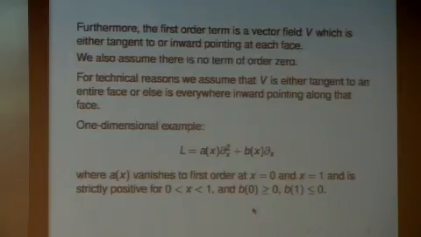So if I were to just write down the second order operator with these properties in one dimension on the interval from 0 to 1, then what I'm demanding is that this coefficient a(x) vanishes simply, so to order 1, at x equals 0 and x equals 1, and this b has these sign conditions at the endpoints. That's all I'm asking.